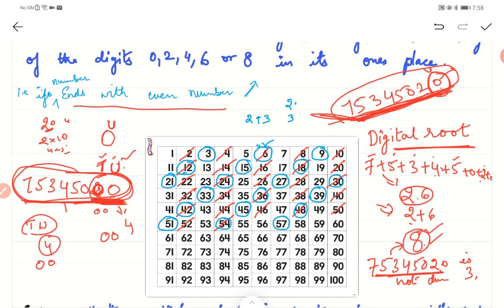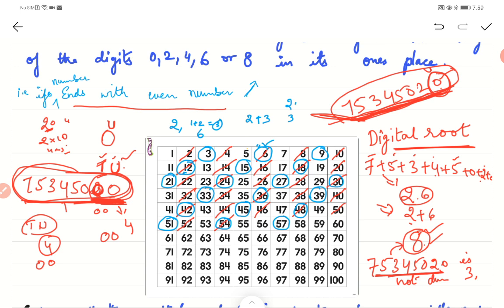So 12 is there in the 2 table, isn't it? It is divisible by 2. And what about 3? It is divisible by 3. If you take the digital root, 2 plus 1, it will be how much? 3. So this is divisible by 3. So this 12 is divisible by 6. So any number which is divisible by both 2 and 3, that number is divisible by 6.